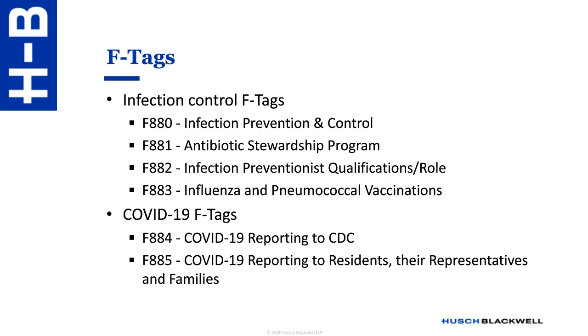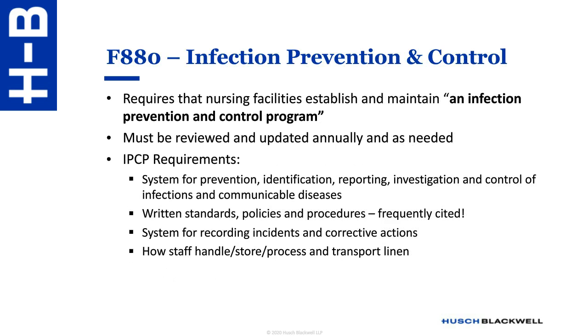So the biggest one is F880, which is the infection prevention and control F tag. This one specifically requires that nursing facilities establish and maintain an infection prevention and control program that's designed to provide a safe, sanitary, and comfortable environment and to help prevent the development and transmission of communicable diseases and infections. This plan and program must be reviewed and updated annually and as needed.